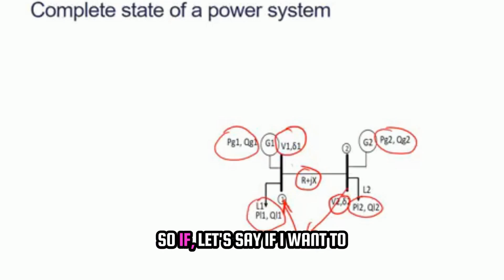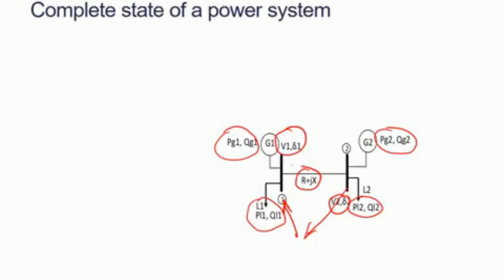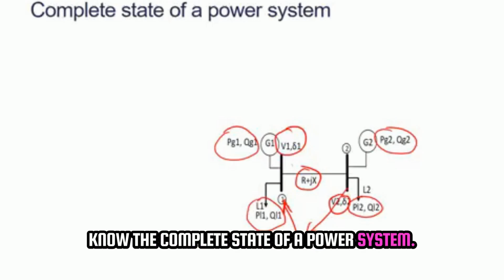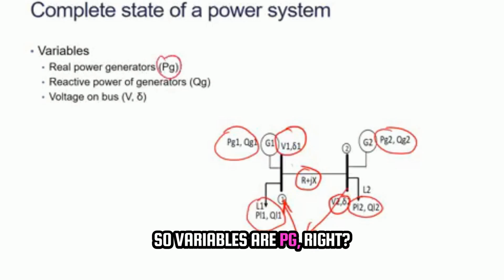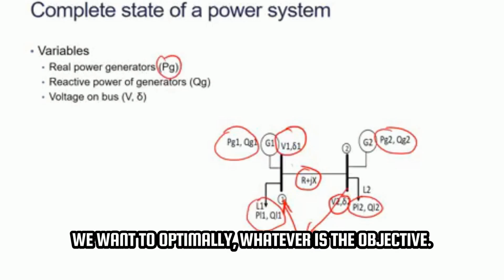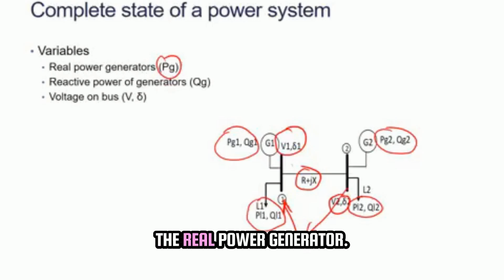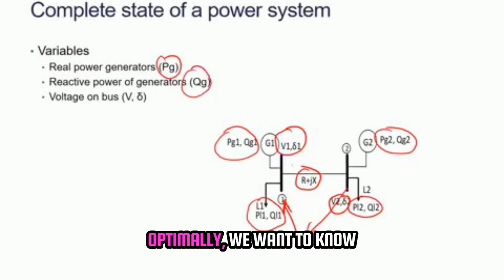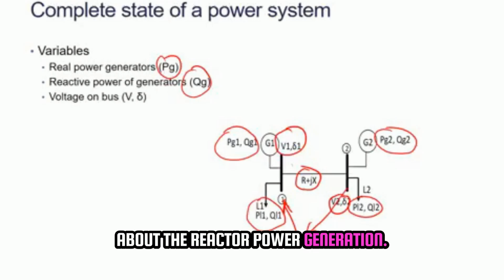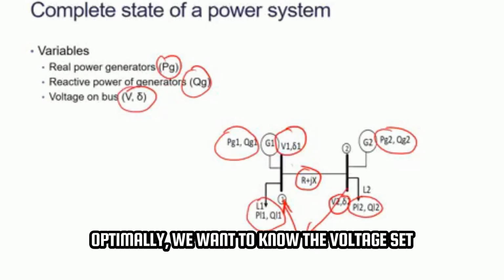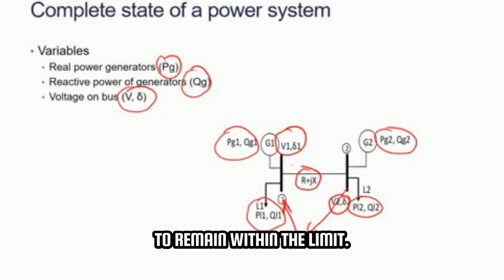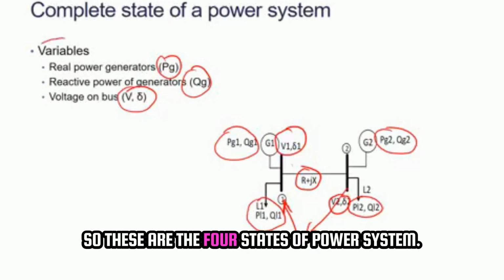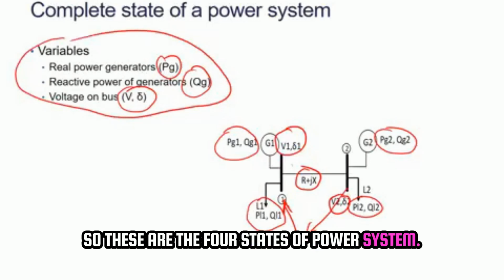Right. So if I want to know the complete state of a power system, what are all the variables? The variables are PG. Whatever the objective is, optimally we want to know the real power generation, the reactive power generation, the voltage set points, and the voltage magnitude and voltage angle, because even voltage has to remain within the limit. So these are the four states of a power system.